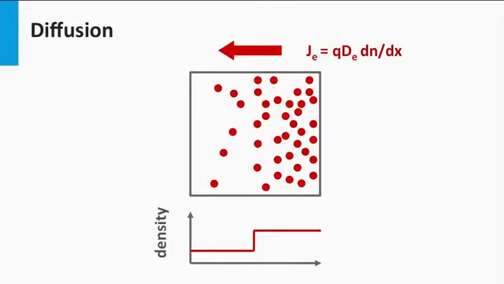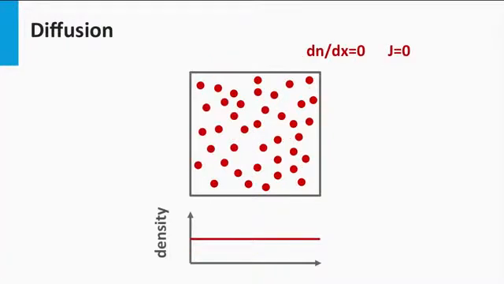Diffusion of electrons results in a net movement of electrons to the location with lower electron densities. Diffusion will be present as long as there is a density gradient. The same equation is valid for holes. Diffusion of holes results in a net movement of holes to the location with lower hole densities.